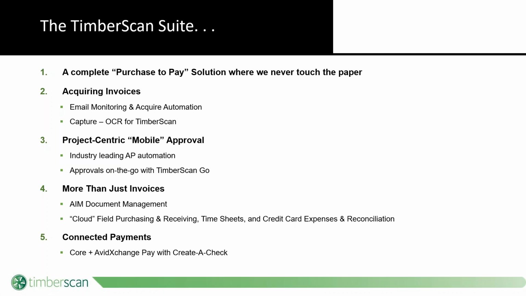So we have a relationship with Avid Exchange, who have developed a product called Create a Check. They have an Avid portal, and we basically link to that in a very simple, very easy way. So in essence, you could take an invoice, and once that invoice has been posted and you're processing the checks, if you're using a product like Create a Check, for example, again, there's no handling of the paper. Everything can be done electronically, and it can be processed through Timberscan, and I'll show you the end result once the invoices and checks have been processed.